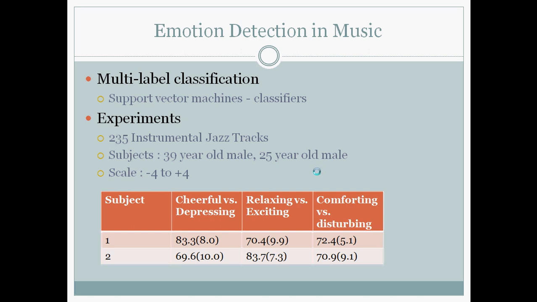One of the techniques used is support vector machines. In this experiment, they took 235 instrumental jazz tracks and two subjects were made to tag these songs, and the comparison of their result with this approach was very good.